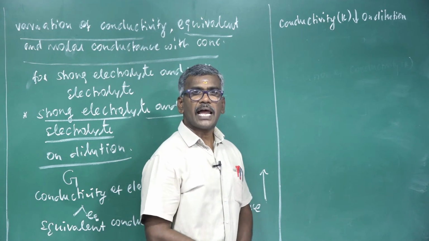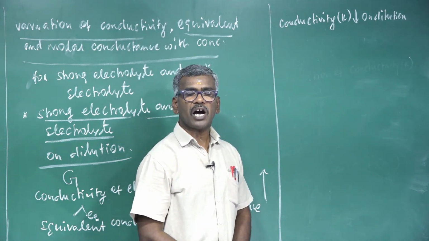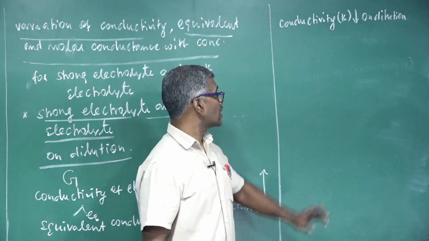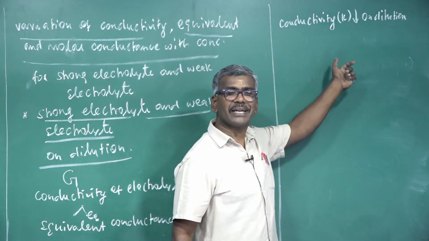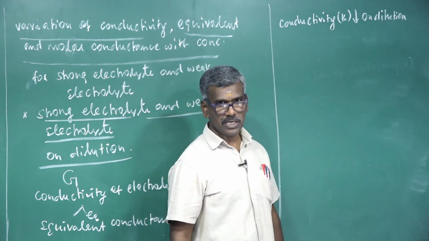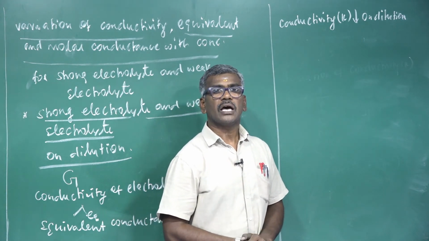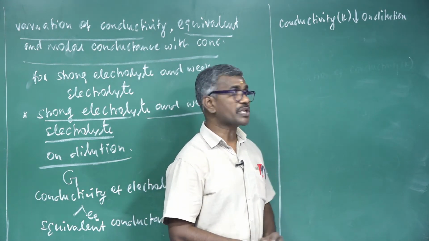Because the number of ions per unit volume of the solution carrying the current decreases, conductivity decreases on dilution and increases on concentration. These are the relations between the variation of conductivity, equivalent conductance, and molar conductance with concentration.